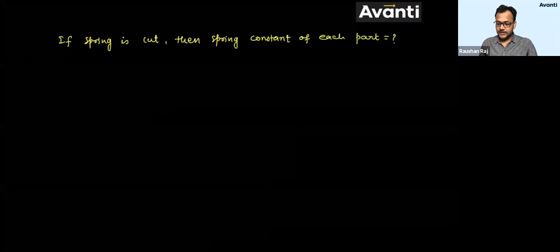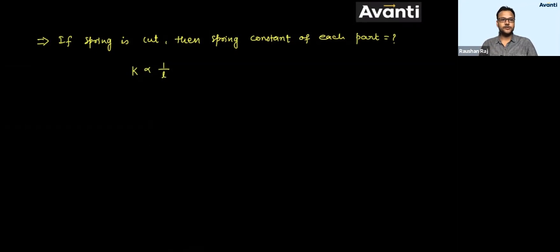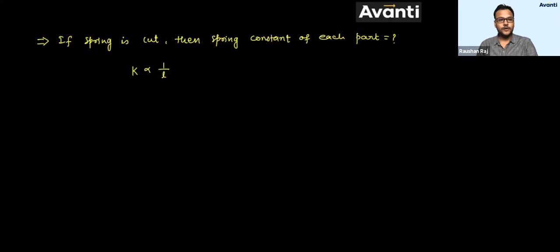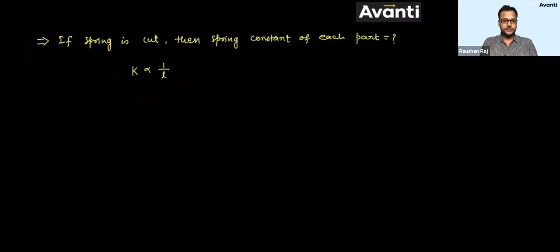Experimentally it has been observed for the spring that the spring constant is inversely proportional to the length of the spring. So if length is decreased, the spring constant will increase. Basically this is what has been observed experimentally.